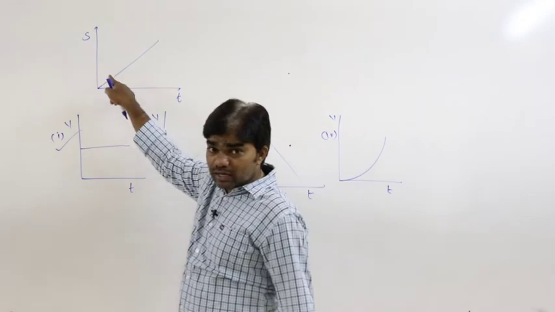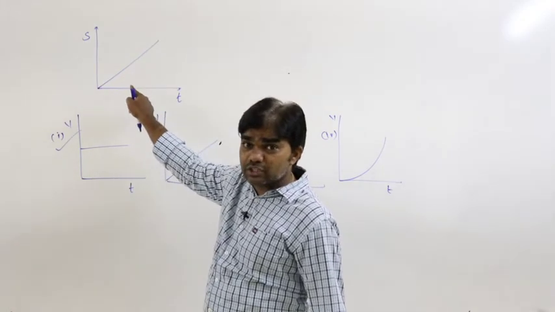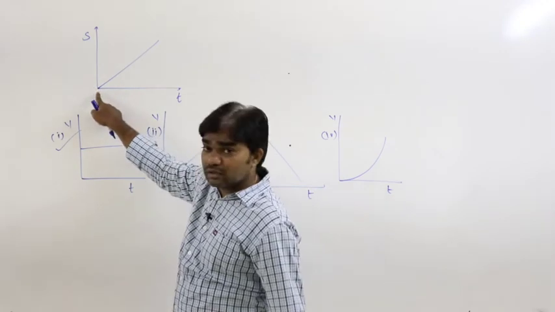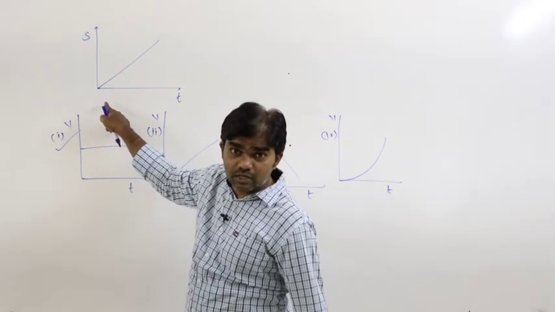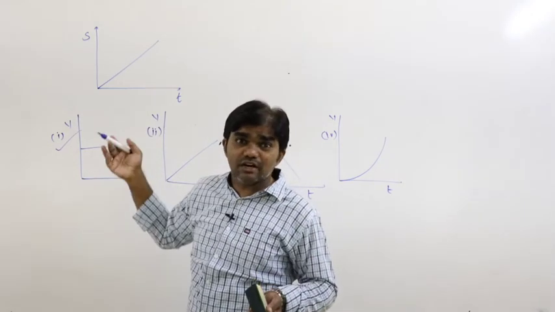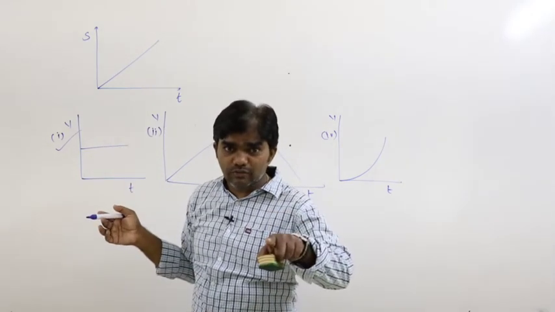So first we have to understand what is the given condition. This is the displacement time graph mentioned. What is the shape of the graph? Straight line passing through origin. In which situation does this graph exist? Body moves with uniform velocity.